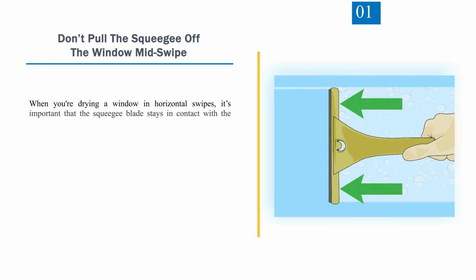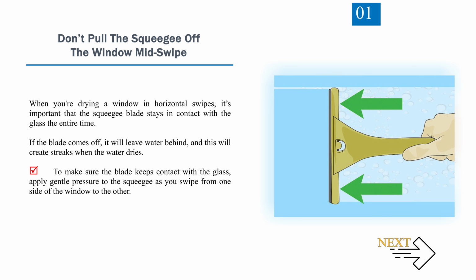Number 1. Don't pull the squeegee off the window mid-swipe. When you're drying a window in horizontal swipes, it's important that the squeegee blade stays in contact with the glass the entire time. If the blade comes off, it will leave water behind, and this will create streaks when the water dries. To make sure the blade keeps contact with the glass, apply gentle pressure to the squeegee as you swipe from one side of the window to the other.